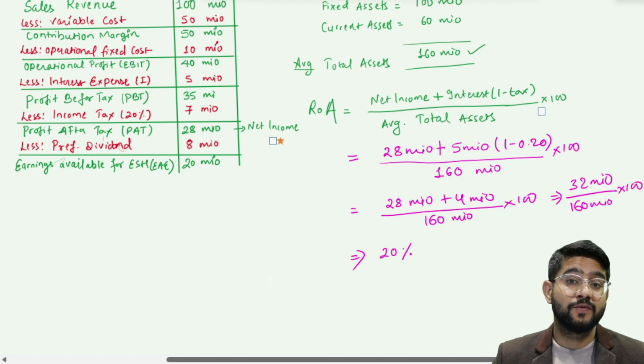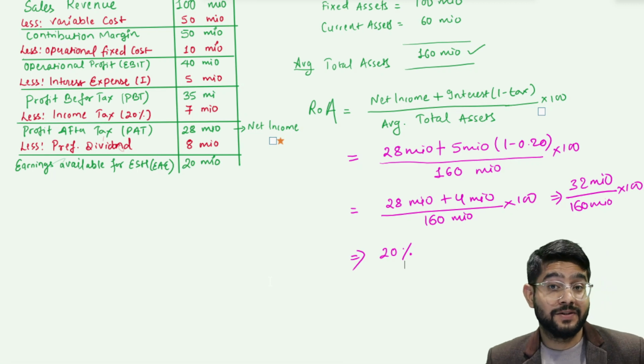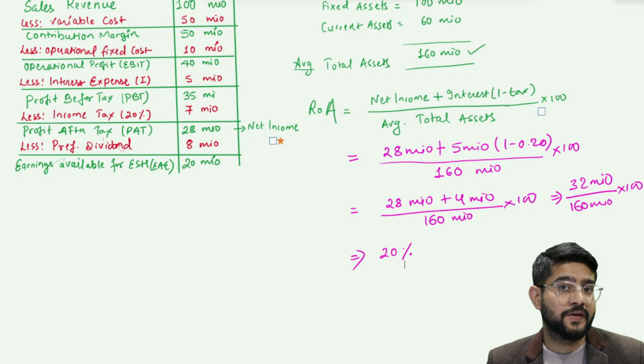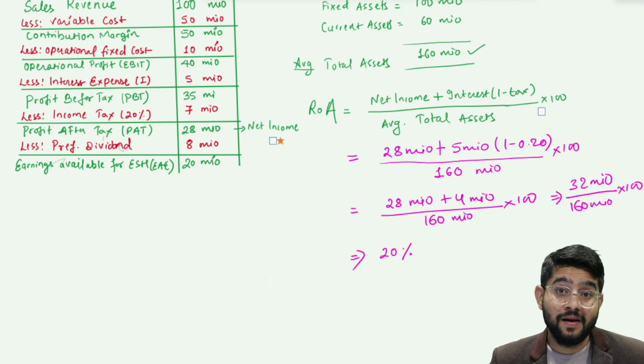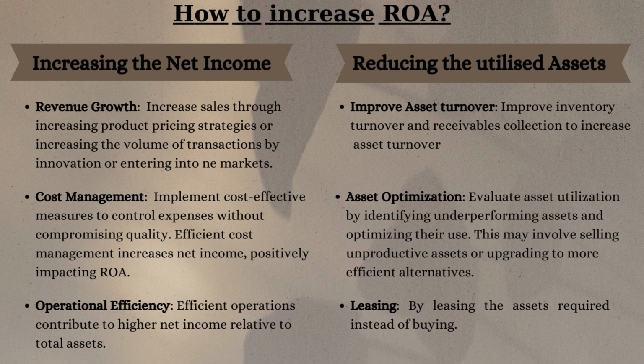So this is how you calculate the return on assets. Whenever you are given total assets value and net income as well as the interest expenses including tax rates, you can easily calculate return on assets. However, you should calculate the return on assets of multiple companies and compare each company's return on assets to find out which one is performing well on its assets. So far we have understood the meaning of ROA and the calculation part of it. Now friends, we shall understand how we can increase the return on assets. There are two aspects of it. One is increasing the net income and another is reducing the utilized assets.